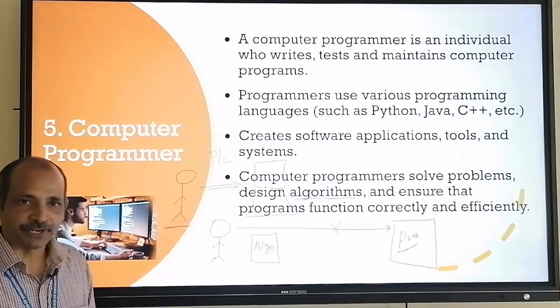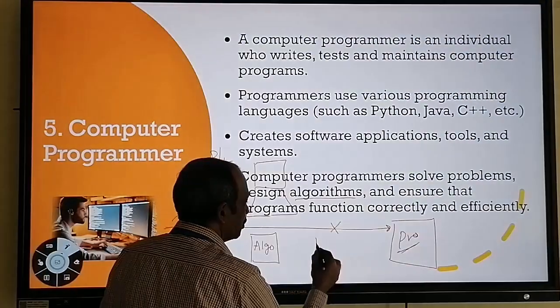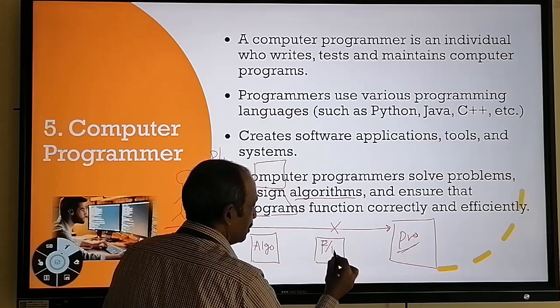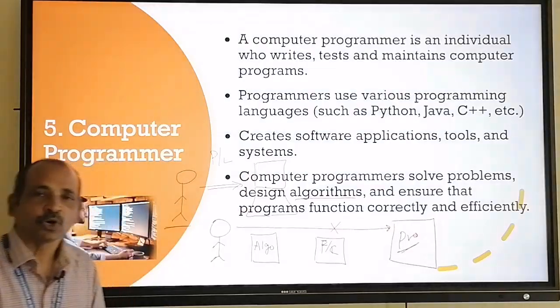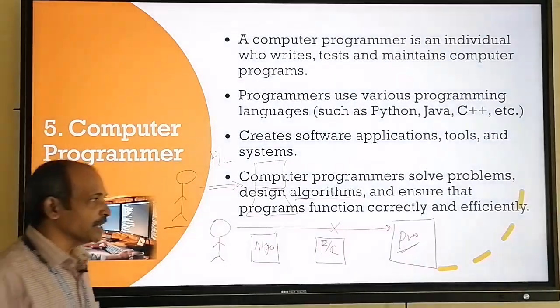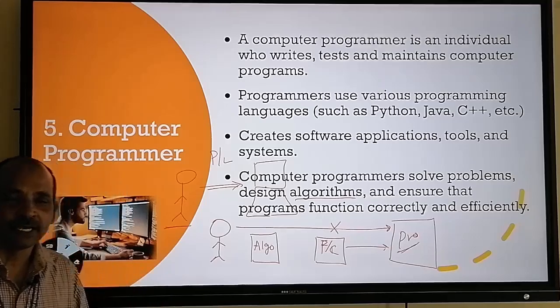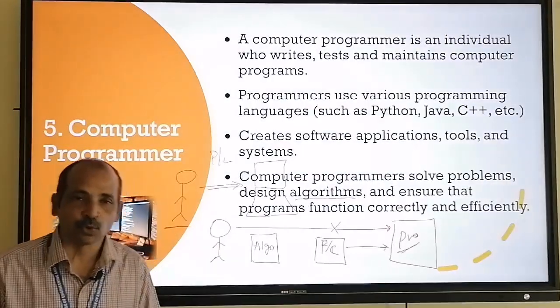So the algorithm should be written. Then you have to draw the flow charts. There is something called a flow chart also available. So we have to draw the flow charts. Then only you are allowed to go for the programs. So this is a conventional method, the rule we have to follow.